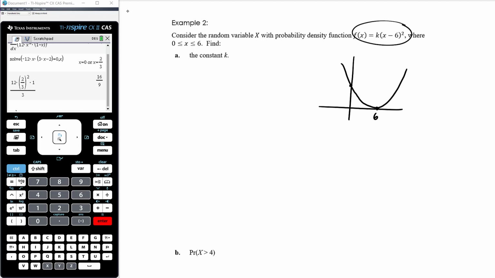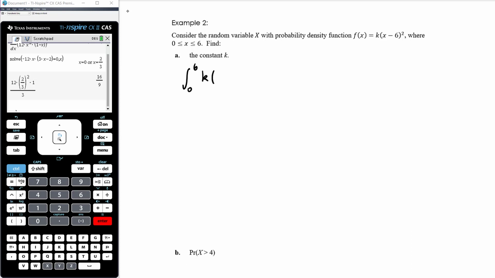k is the dilation, so that's defining what this value up here would be, and we are talking about this being a probability density function just between 0 and 6, so just between this part of the function. Okay, and so we need to work out what value of k is going to make sure that this total area here is 1. So finding the constant k, we know that the integral from 0 to 6 of k times (x minus 6) all squared dx has to equal 1.